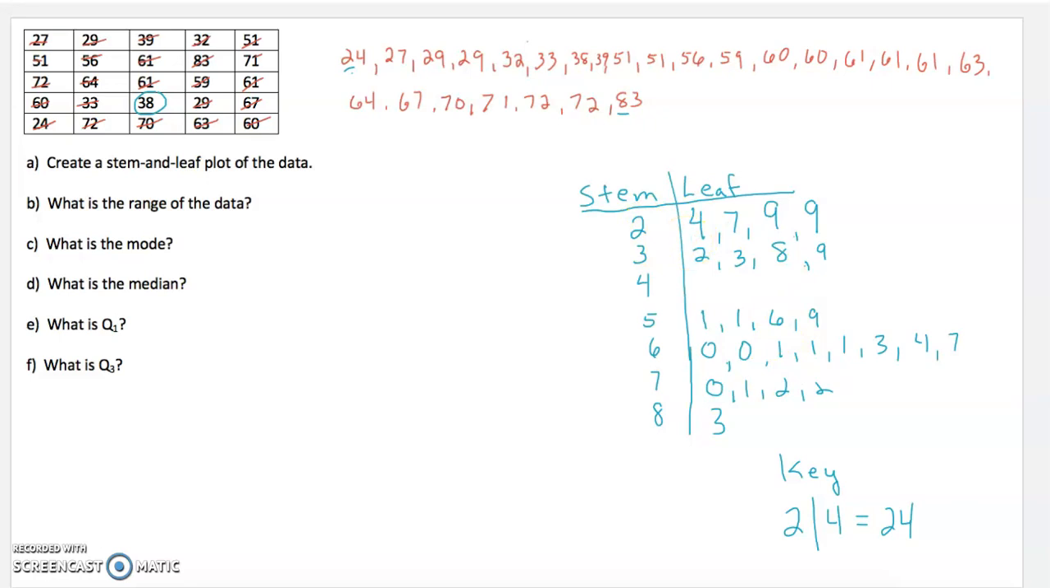So we've taken care of A, we've made our stem and leaf plot. Let's go ahead and answer the other questions. For B, what's the range of the data? If you remember from the other day, the range represents the greatest value minus the smallest value. So in this case, the greatest value is 83, and we're going to subtract the smallest value, which is 24, and that's going to give us a range of 59.